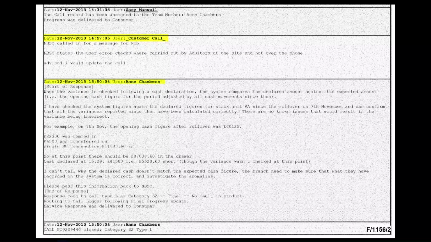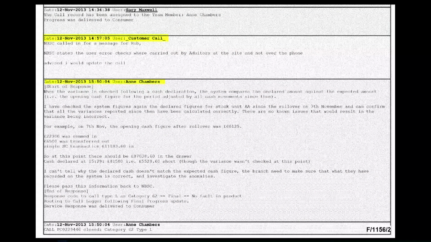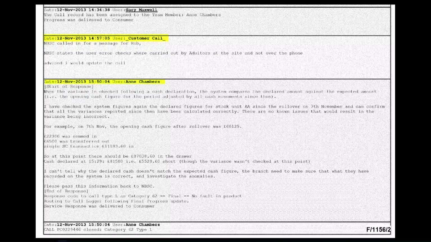Yes. I did also cover this in my witness statement. Now, the final part of your conclusion there is that there were no known issues that will result in the variance being incorrect. And I can't tell why the declared cash doesn't match the expected cash. The branch need to make sure that what they've recorded on the system is correct and that they should investigate the anomalies.